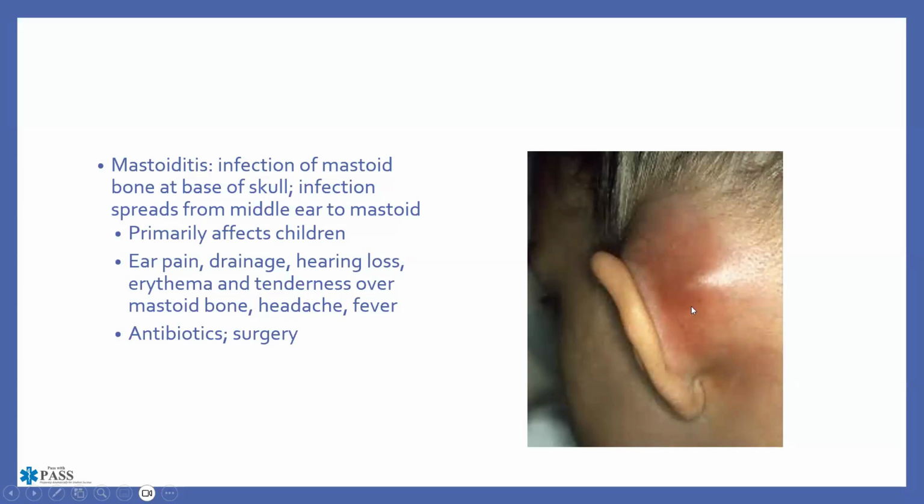and tenderness over the mastoid bone, and antibiotics. And then if antibiotics don't work, then they actually have to go in there surgically and clean that up. But that is what mastoiditis would look like. And again, it's found commonly in children.